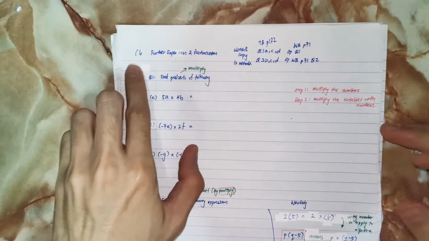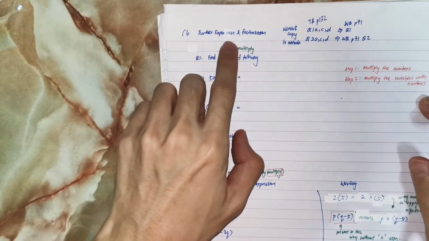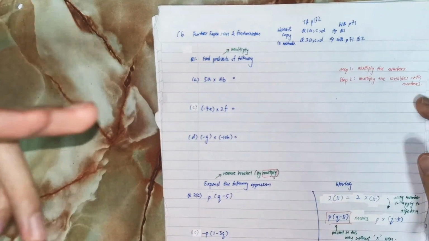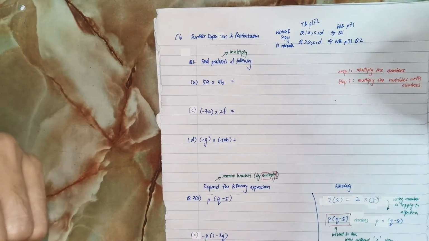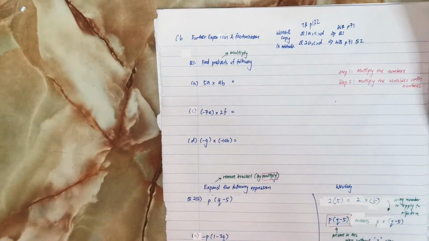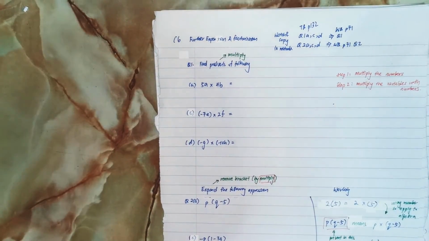Hi, my students. Today we'll be looking at chapter 6, further expansion and factorization. So it's like a build on from chapter 5. If you're not clear about chapter 5 concepts, please go and learn chapter 5 by heart.